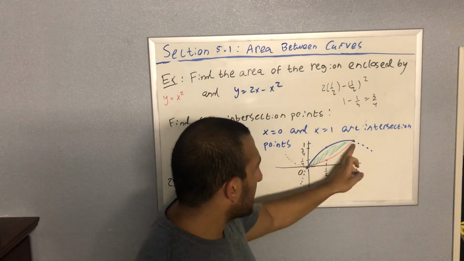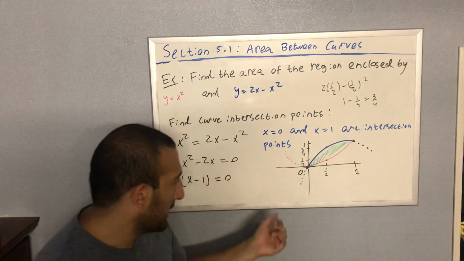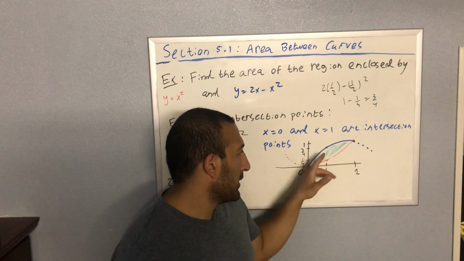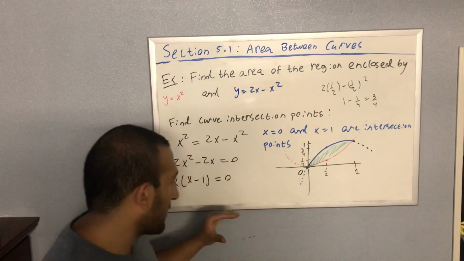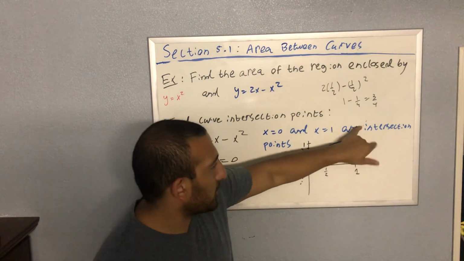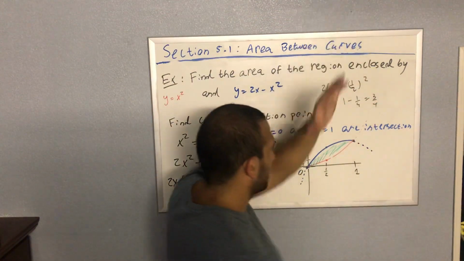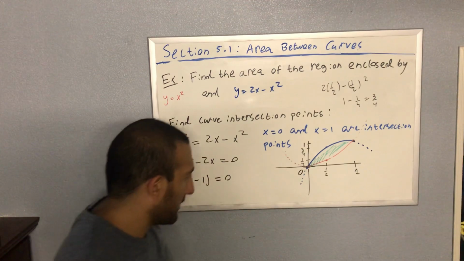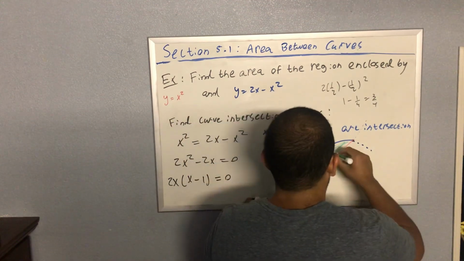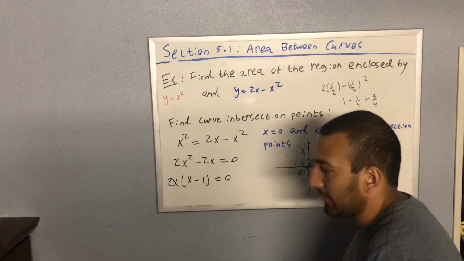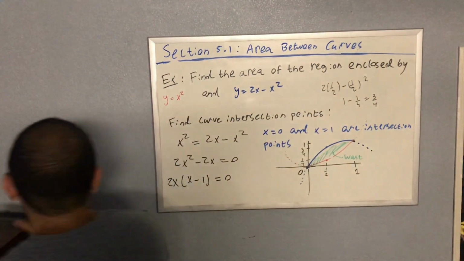And that's why finding the intersection points is so important. It shows us basically where we need to focus our attention on the curve. Because for the rest of the curve, there is no region being bounded. These things get separated from each other very largely. So we want this area. That's what we want.